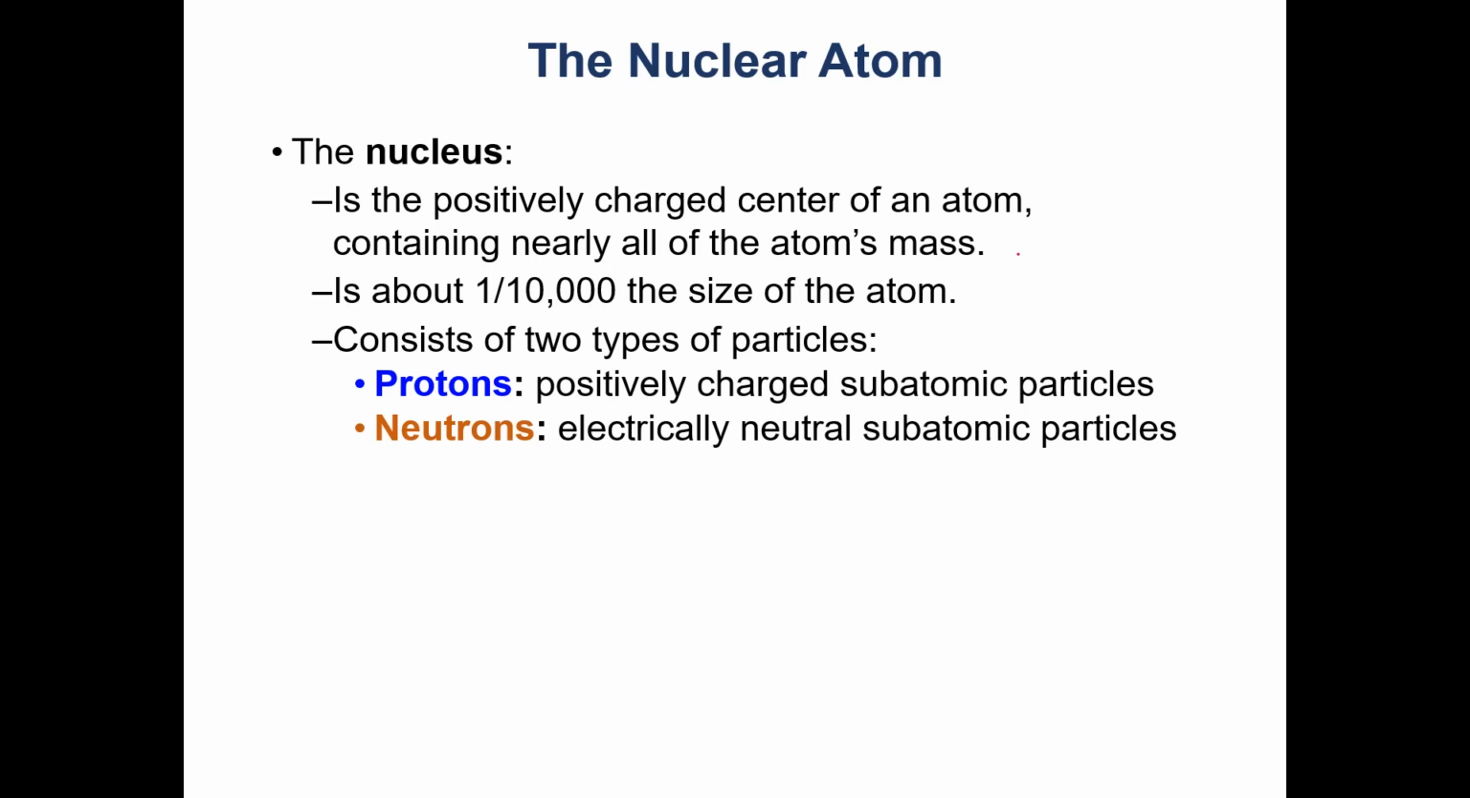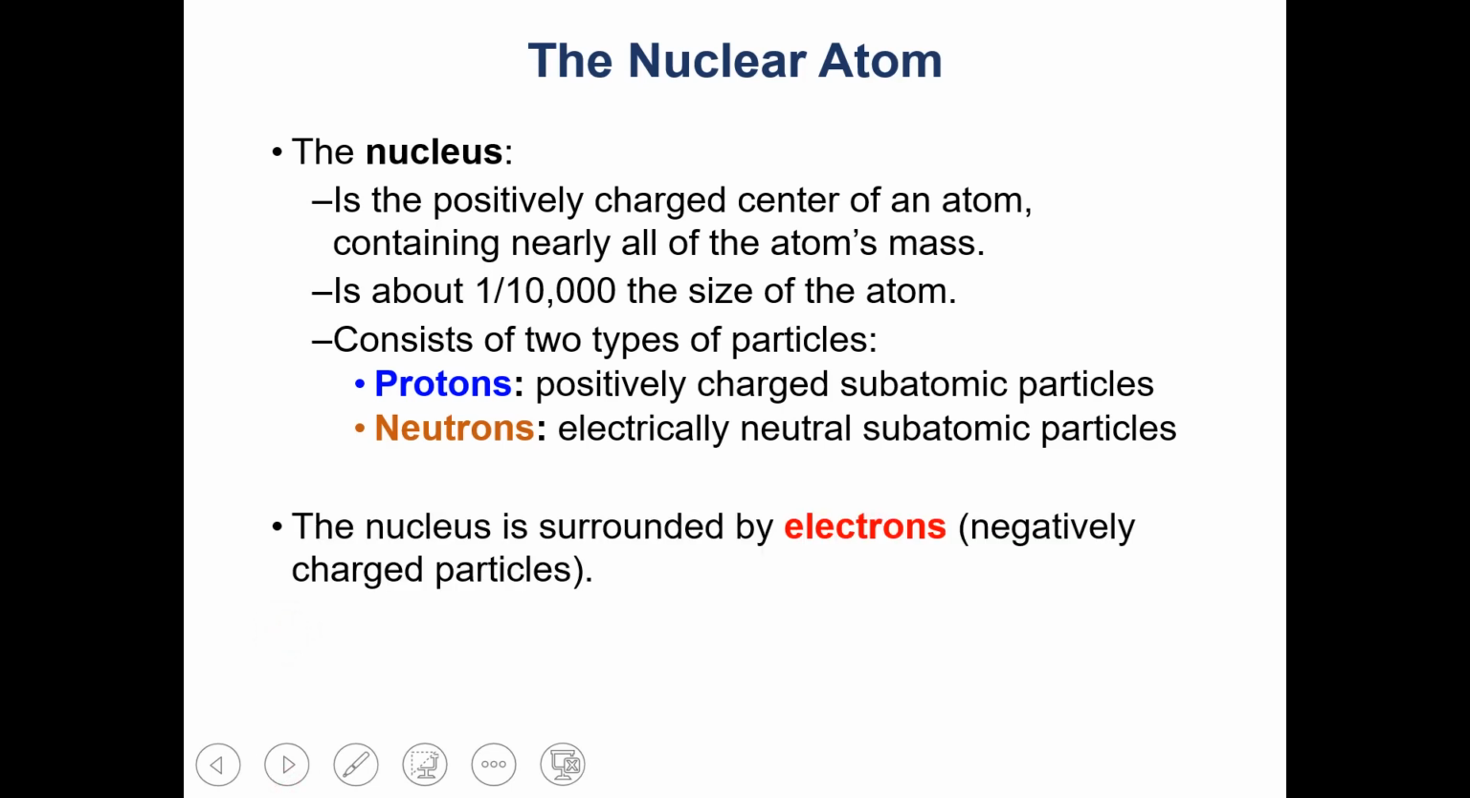Even though the nucleus is most of the atom's mass, it's only about 1/10,000th the size of the atom. So it's fairly small in terms of the area that it takes up, but it contains most of the mass. So the nucleus contains the protons and the neutrons. The protons are the positively charged subatomic particles, and the neutrons are the neutral subatomic particles. Around the nucleus, we have the electrons, which are negatively charged particles.